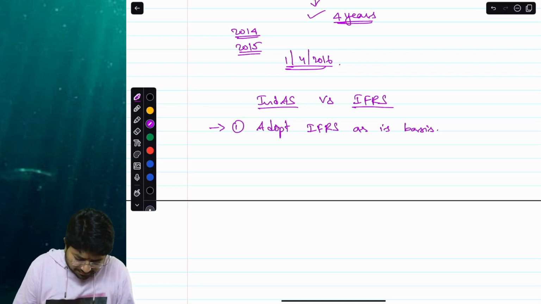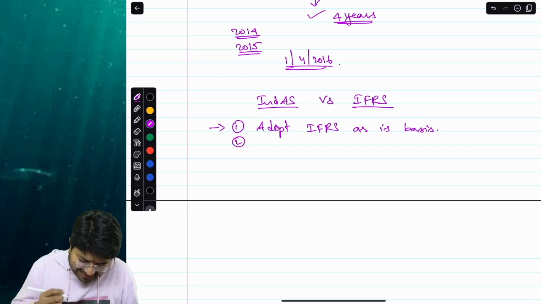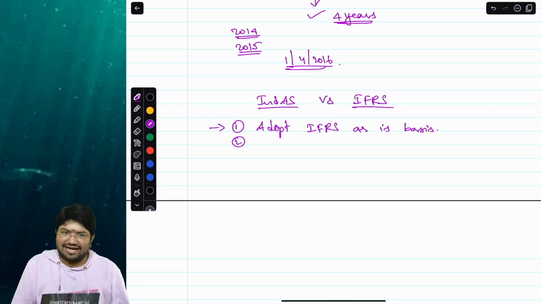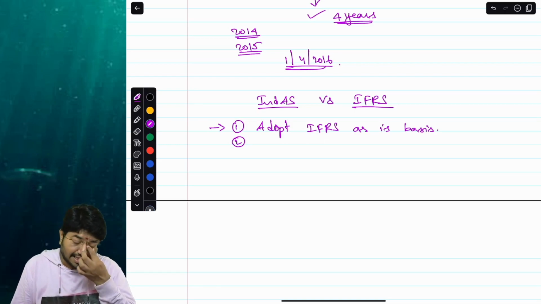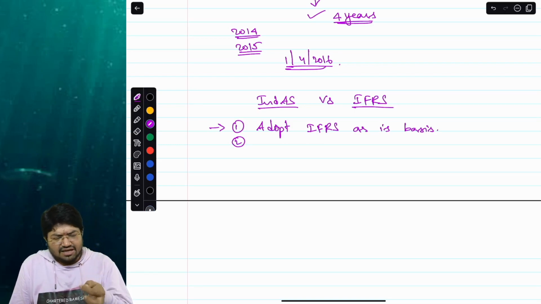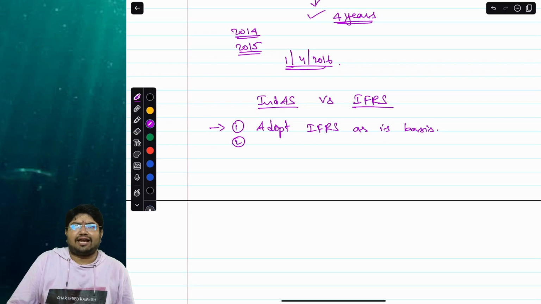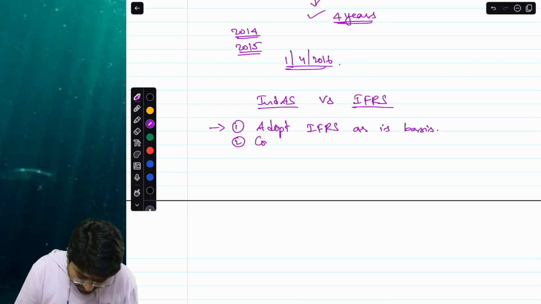What are those? That is the second category. You will come out with your own set of accounting standards in that country, but conceptually they will be aligned to IFRS.